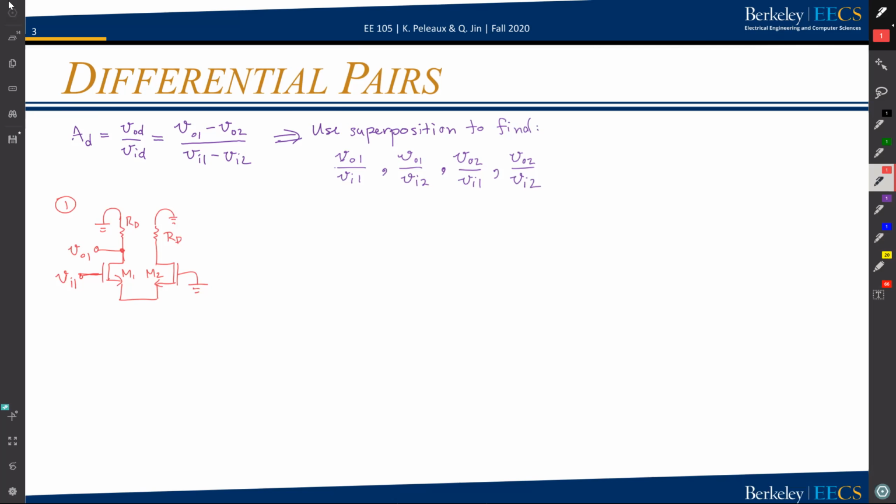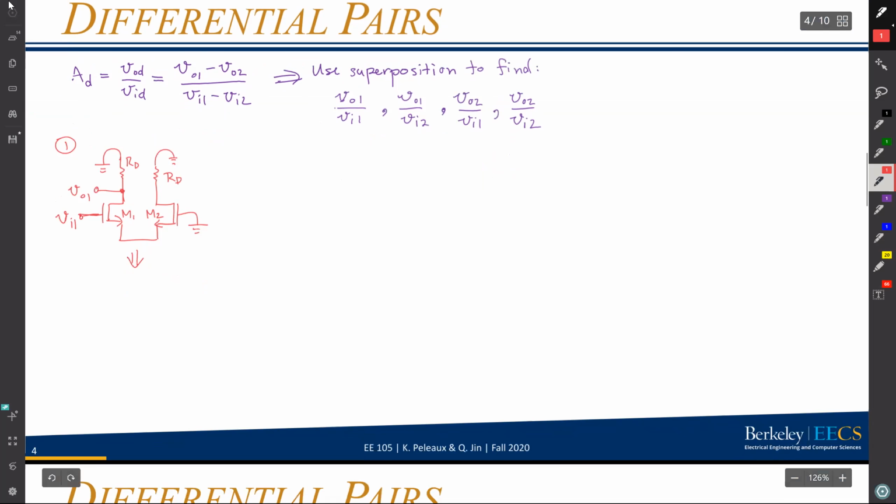And so to analyze this, I'm actually going to use the T model, because the T model, turns out, helps us visualize this gain a little better. And so I'm going to put my dependent current sources, and then my 1/gm. Then my input is right here, so VI1. And then going back to the other M2, I have my 1/gm. I have my dependent current source.